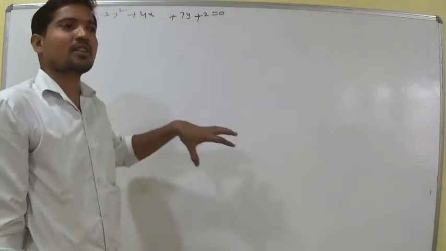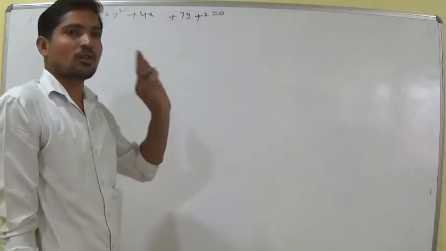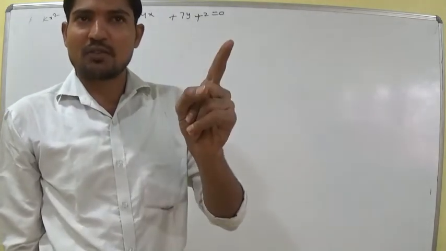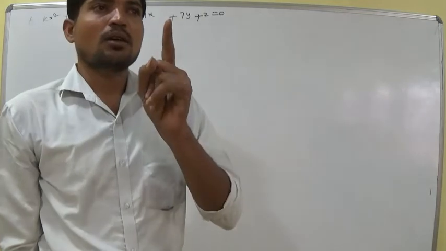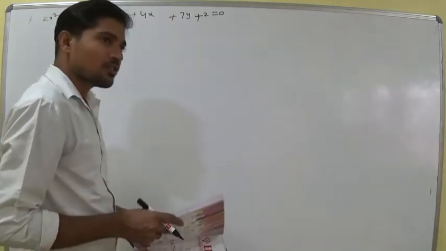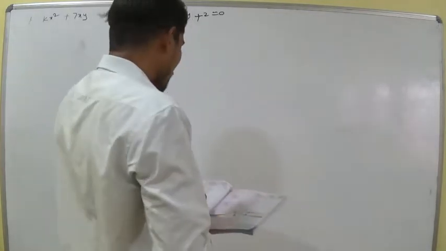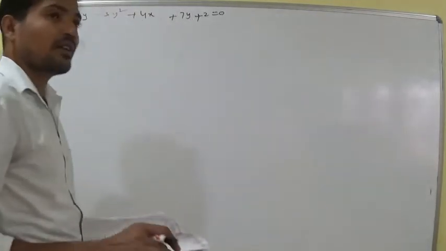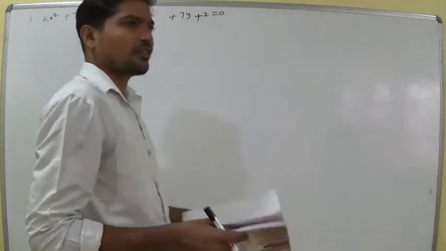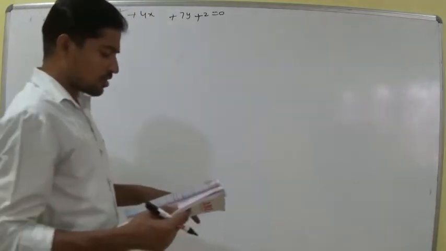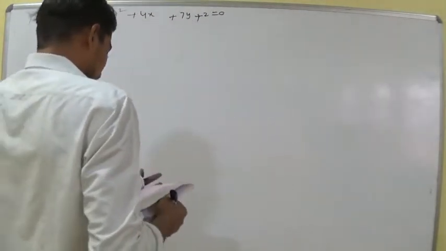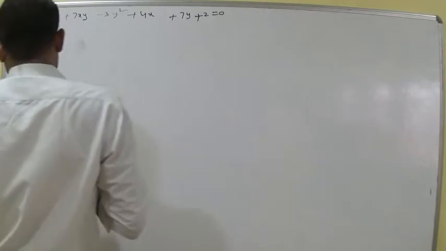That means delta is equal to 0. Delta is abc plus 2fgh minus af square minus bg square minus ch square is equal to 0. So that condition we can use, which becomes equal to 0. Depending on that we can find the value of k.